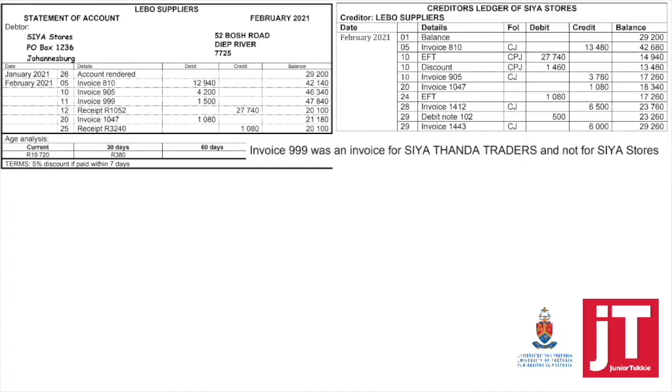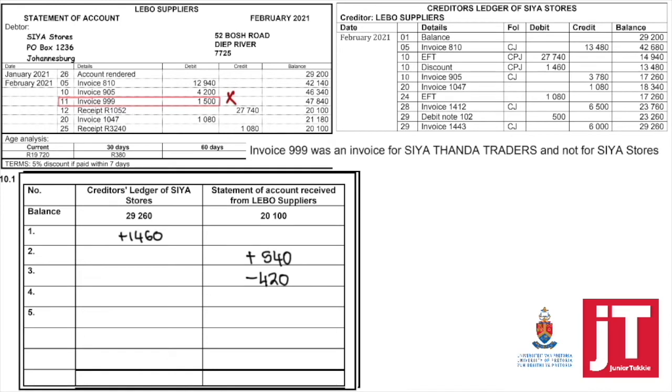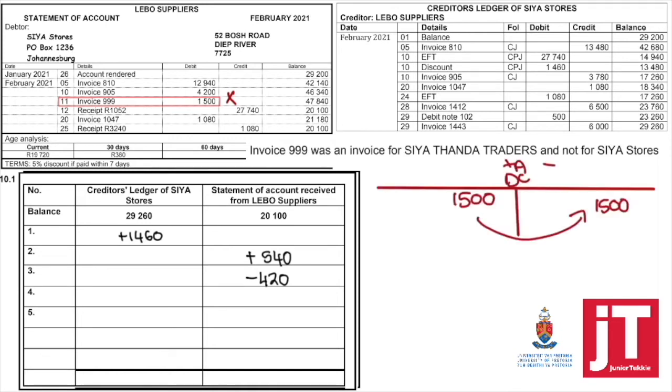Invoice 999 was an invoice for CR Tanda Traders and not for CR Stores. On the creditor's ledger, you will notice it doesn't appear on there. On the statement, it shows invoice 999 debited to our account. This means they've incorrectly debited our account. It was supposed to be another debtor of theirs, which means they will need to correct it.